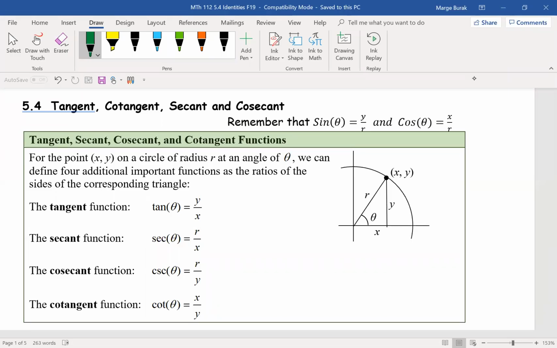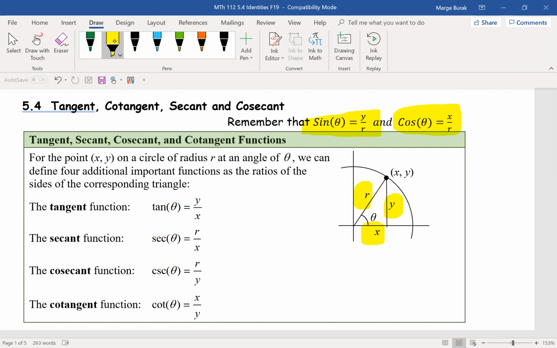Okay, so we've talked about the sine and the cosine. Now it's time to add in the rest of the group. So the sine is, if you recall, y over r, and the cosine is x over r, if we're in this place on a circle in the x and y coordinate grid.